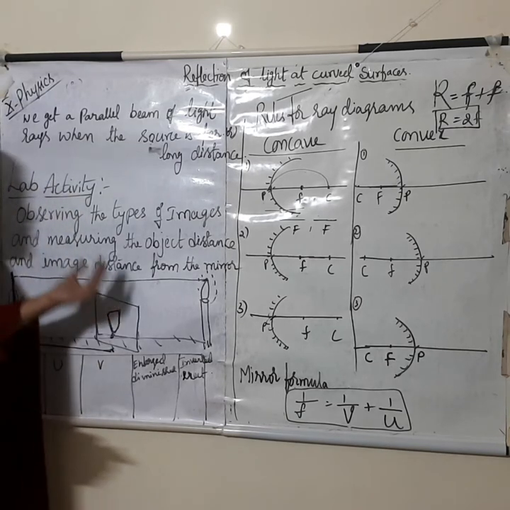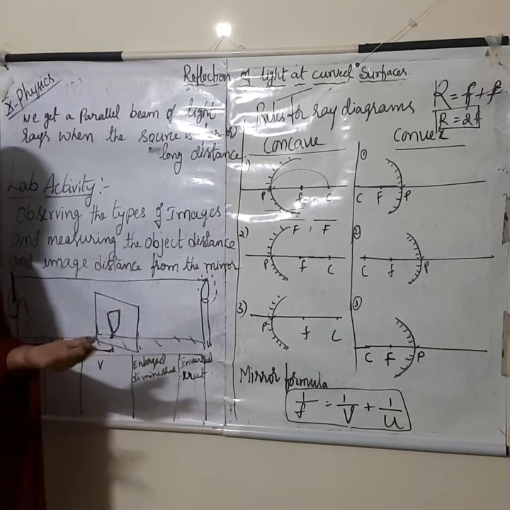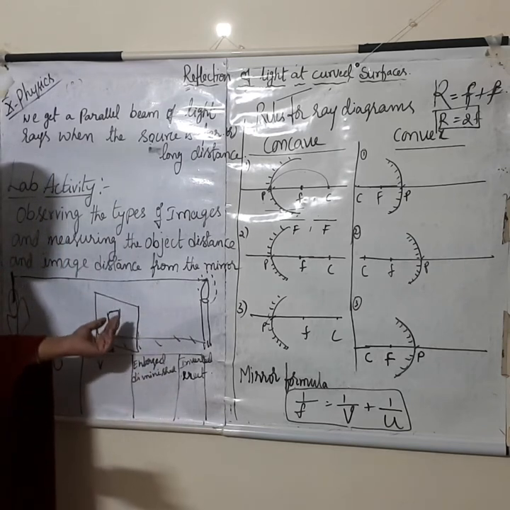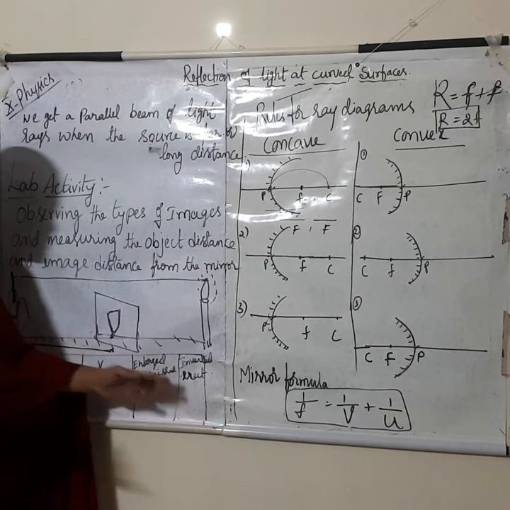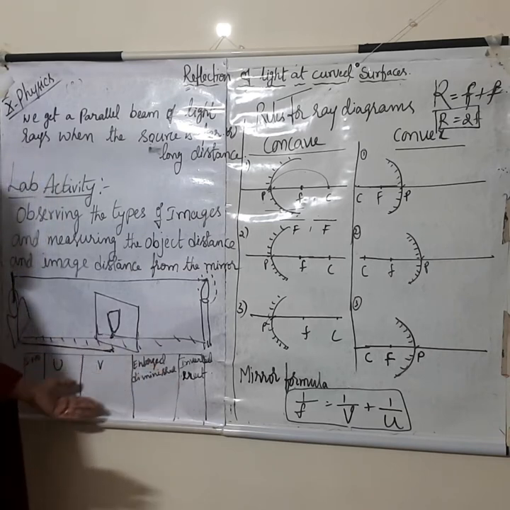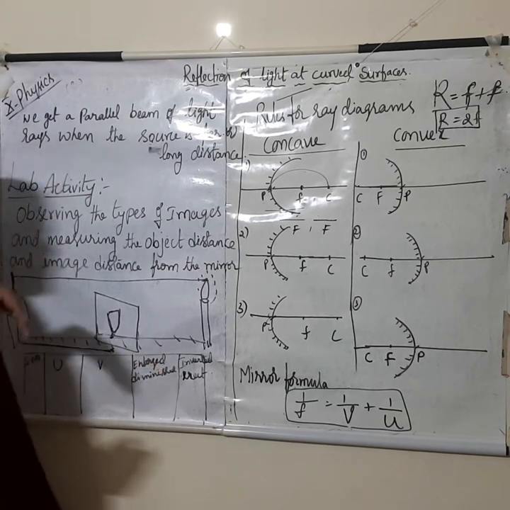And what type of images are you getting? Enlarged or diminished images, and inverted or real images. So note down the values and write your conclusions. This is our lab activity.